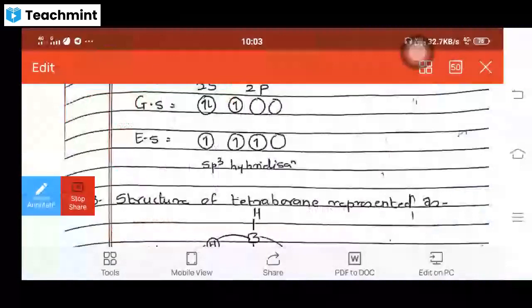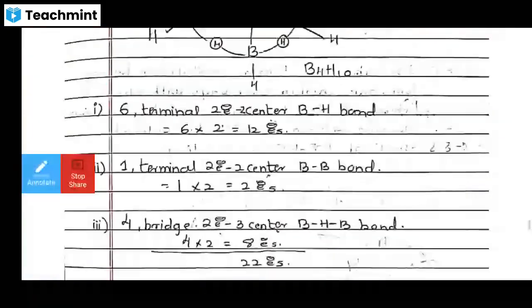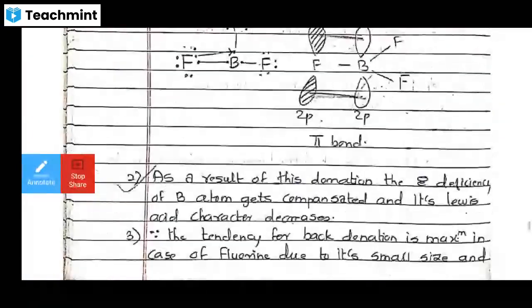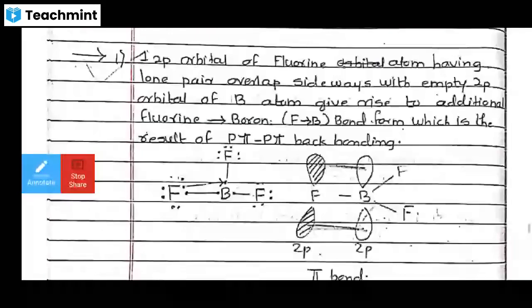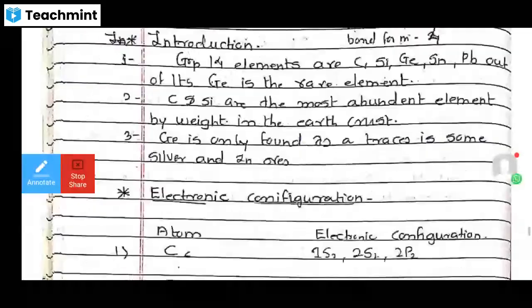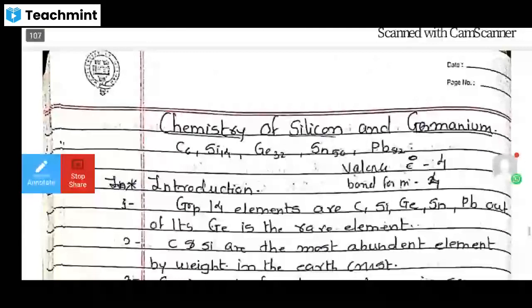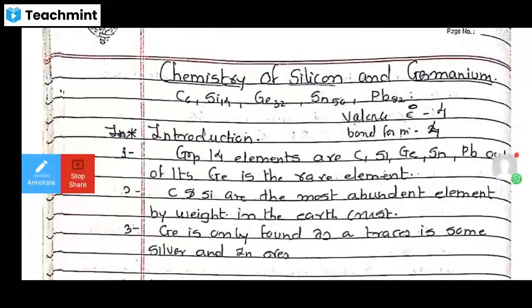Today we will start the new family. In the boron family, we have studied the structure of the boranes, diborane, and nidoborane also. Now we start the silicon chemistry.